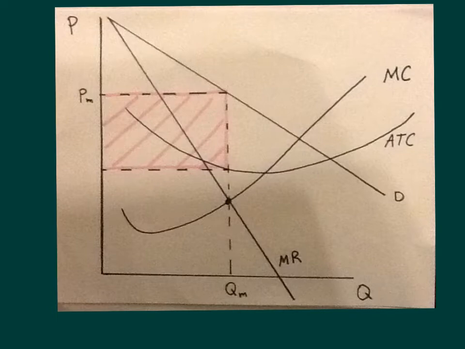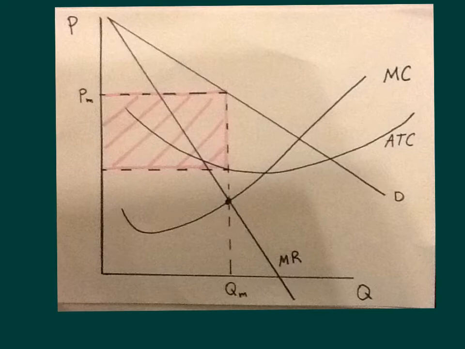Now I have added the average total cost curve. The average total cost multiplied by the quantity will allow us to determine the cost. Remembering that profit equals total revenue minus cost, this graph will allow us to determine the profit. Multiplying the average total cost by the quantity will give you the cost at the profit maximization point.